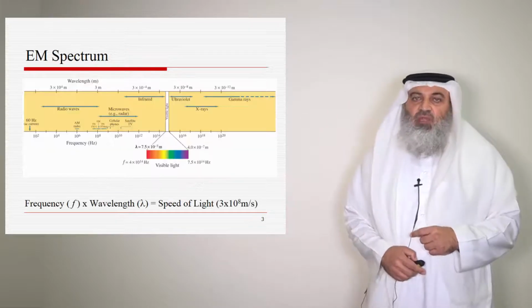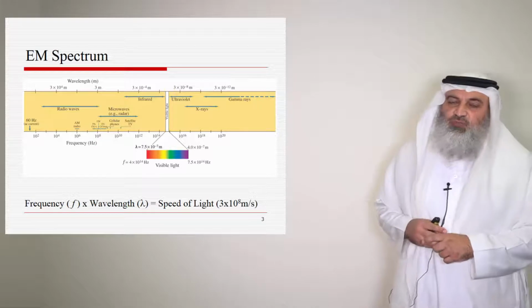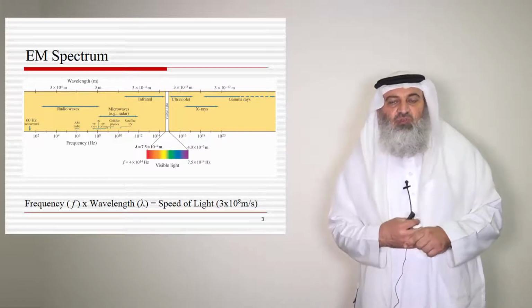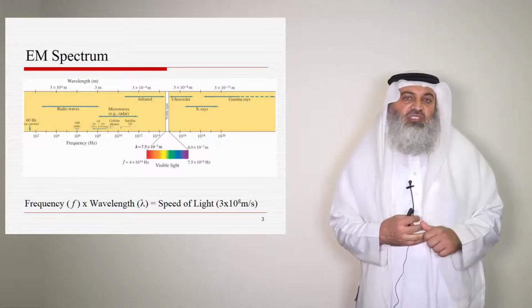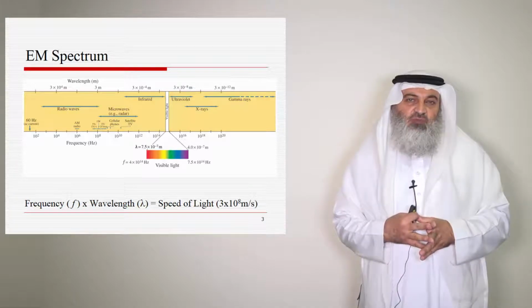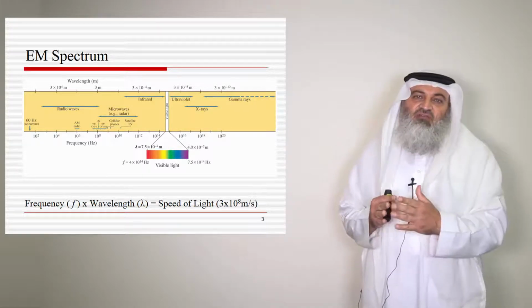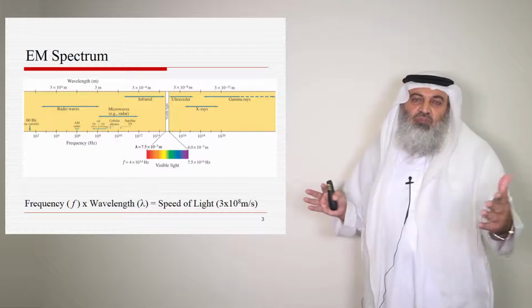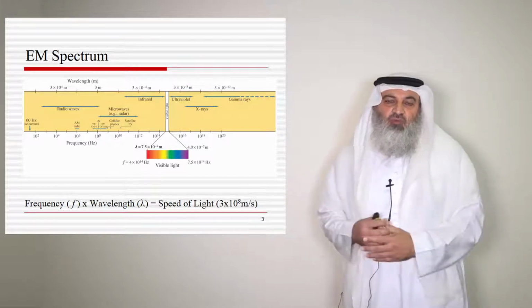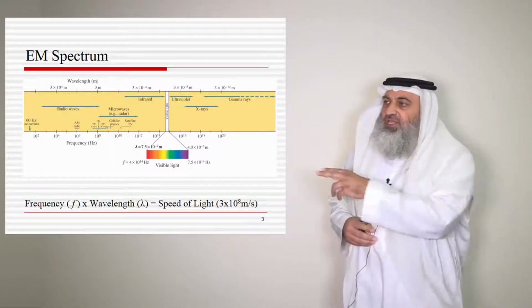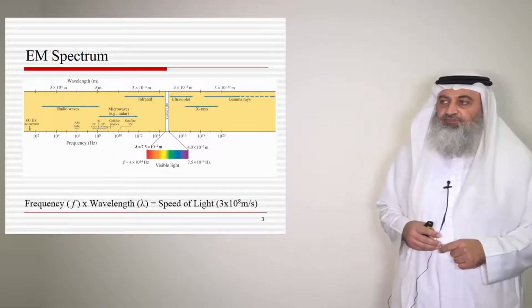Okay, now let's examine this spectrum. We've come across the term spectrum before, if you recall, in one of the sessions. We talked about the frequency spectrum of the signal. Now this is the full spectrum, or a big portion of the spectrum of electromagnetic waves. Let me explain a few things on this chart first.